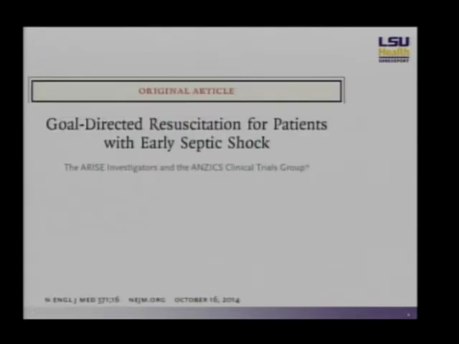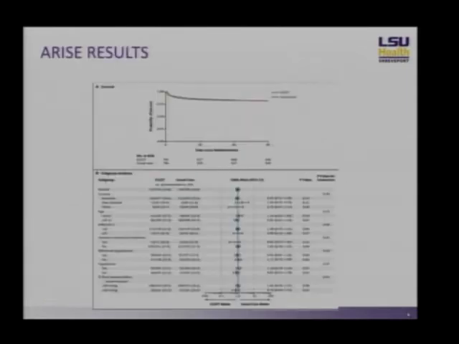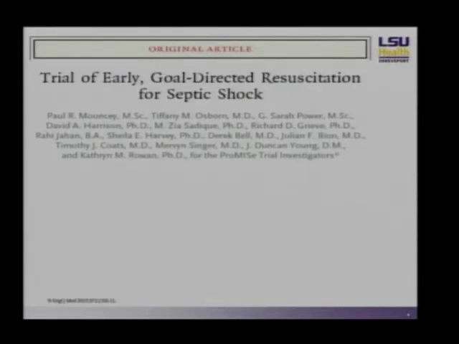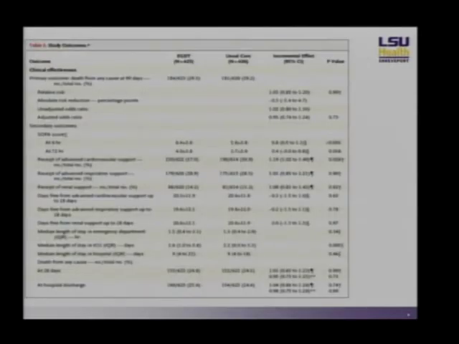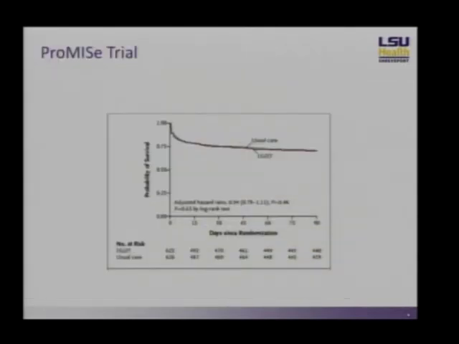It doesn't really work. Now, the ARISE trial, out of New Zealand and Australia, did the same thing. And again, they actually just used two arms. They took out the early goal-directed standard therapy arm. They just used EGDT and usual care. Same thing there, no difference. And then our friends over in England did the ProMISe trial. They had the two arms, and they too found no difference. So based on that, people started screaming that early goal-directed therapy doesn't work, et cetera, et cetera.